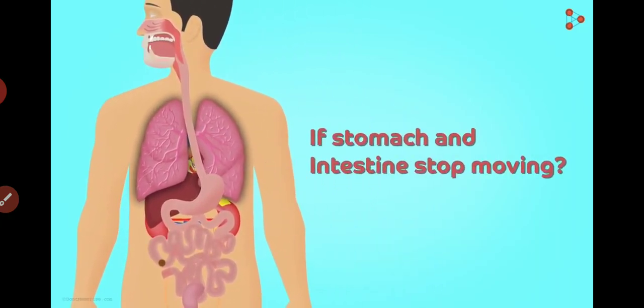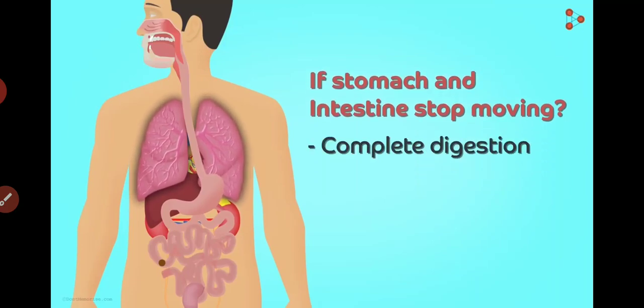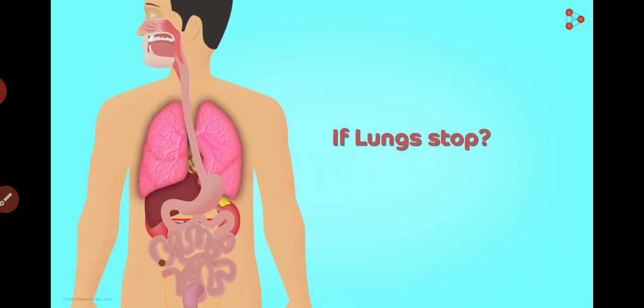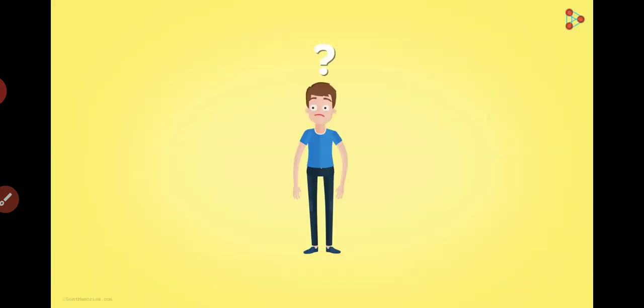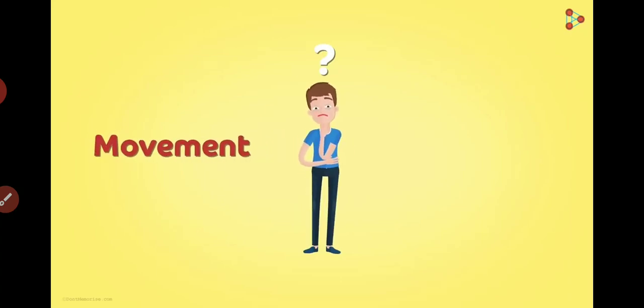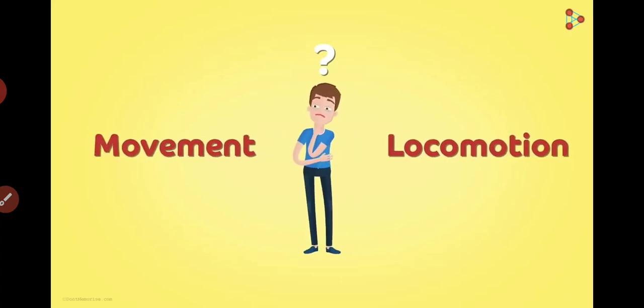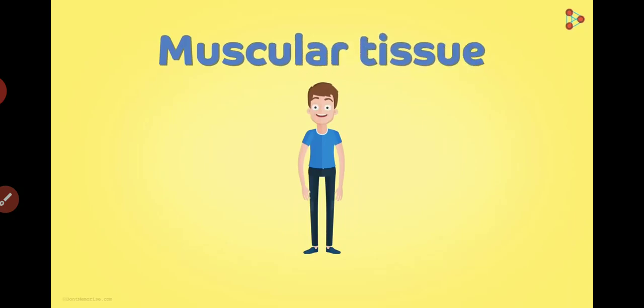Imagine if one fine day the stomach and intestines stop moving. What would happen then? Well, it would be quite bad as the complete digestion process would stop. Similarly, what if our lungs stop contraction and relaxation? Well, needless to say, that would cost us our life. So then, who helps us with these important processes of movement and locomotion? Yes, it's the muscular tissue.